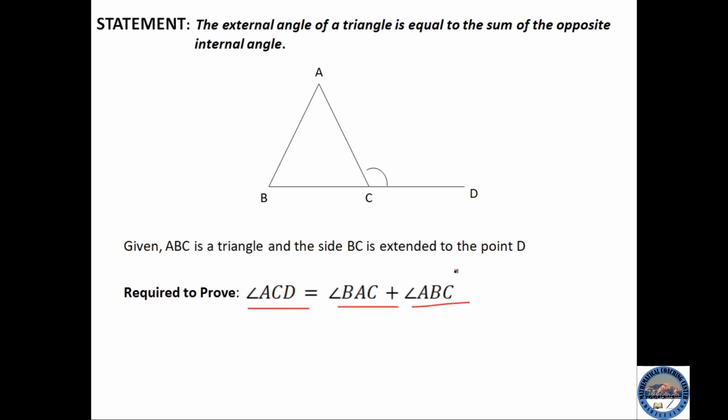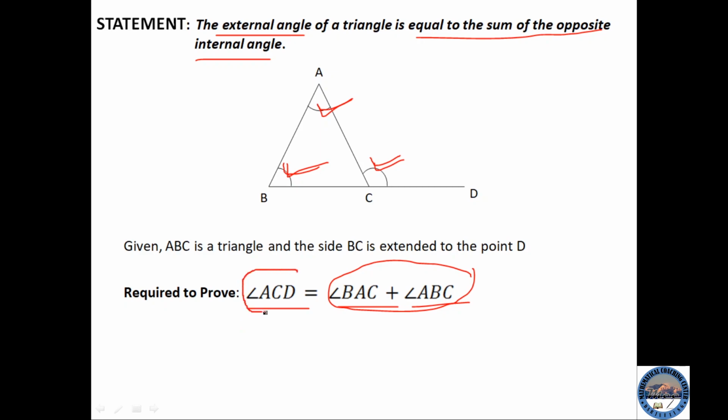So what is angle ACD? ACD is this angle here. What is BAC? BAC is this angle. And what is angle ABC? Angle ABC is this angle. So this completes the proof that the external angle, angle ACD, is equal to the sum of the opposite internal angles. So these two are the opposite internal angles. When we add these two opposite internal angles, what we get is the external angle.